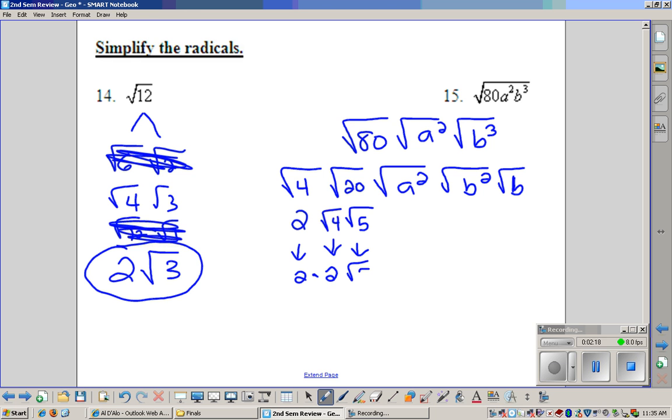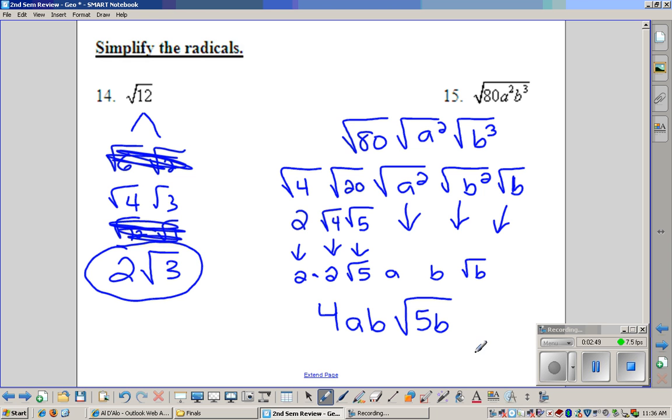Square root of 5 cannot be done without a calculator. The square root of a squared is a. The square root of b squared is b. And the square root of b is the square root of b. You can't do anything with it. So clean all this up. You have 2 times 2. That's 4. You have times a. You have times b. And you have stuff that still needs to be square rooted. So you can put all that underneath a single square root. Like this. And that is the answer.